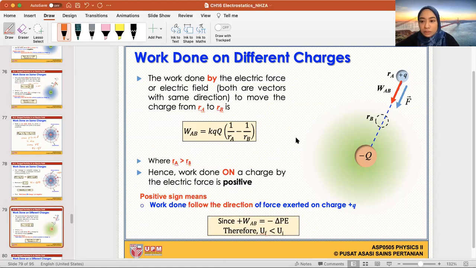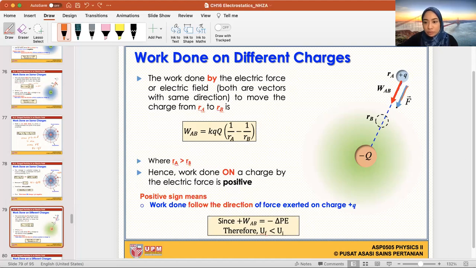So we have a positive Q test charge and we have a negative source charge. Are they going to be attracted or are they going to be repelled? In this diagram, positive with negative, repel or attract? Repel. Positive and negative, sure, attract. Okay, so they are going to be attracted.